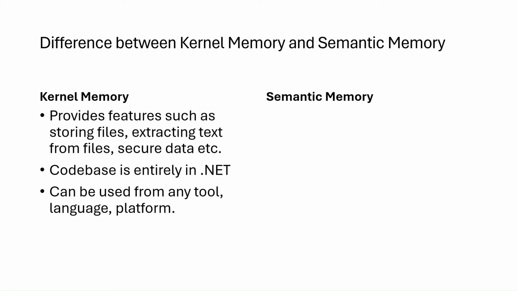The code base is entirely written in .NET, which eliminates the need for us to write and maintain features in multiple languages. And then as a service, we can use Kernel Memory from any language, tool, or platform. So we can use it in browser extensions and ChatGPT assistants. And I'll talk about how we can actually do that a little bit later.